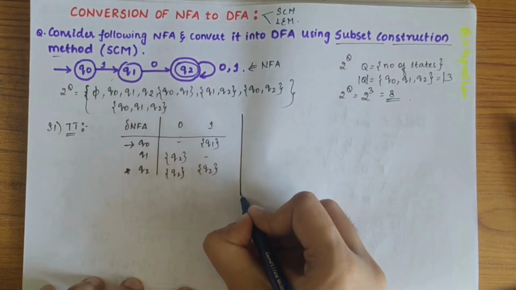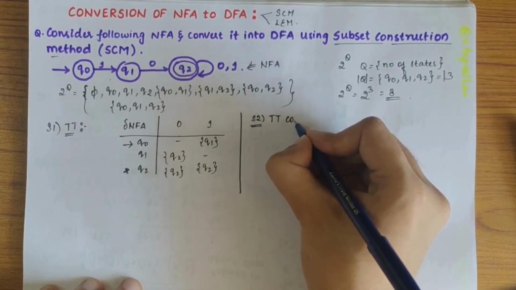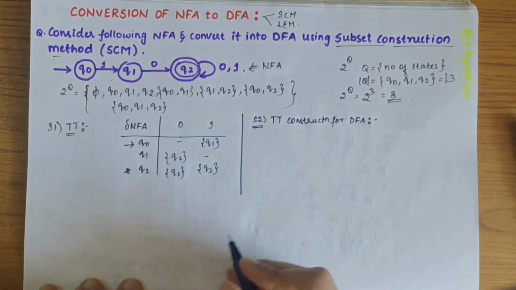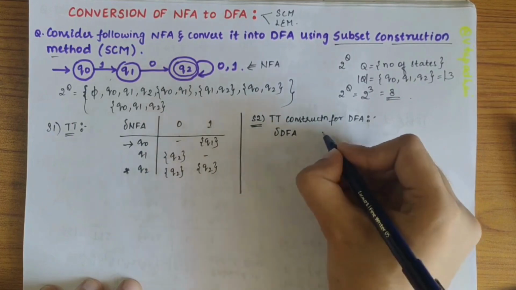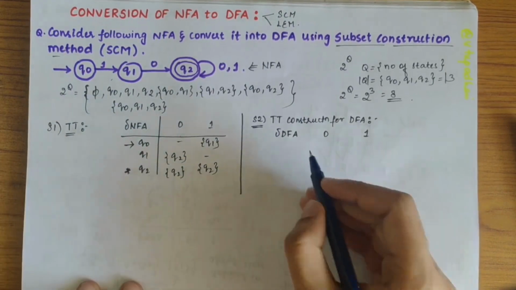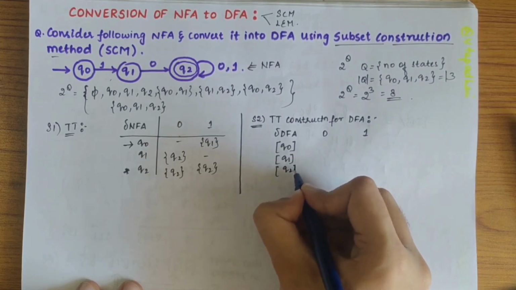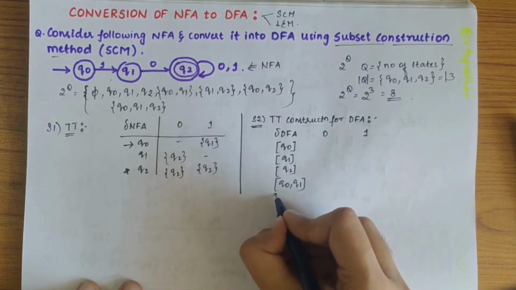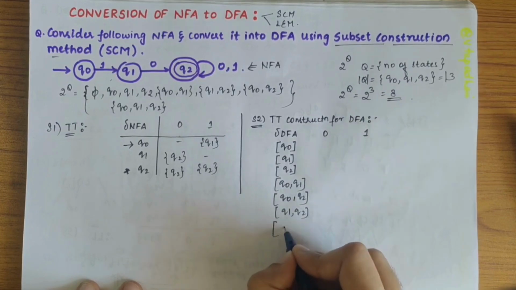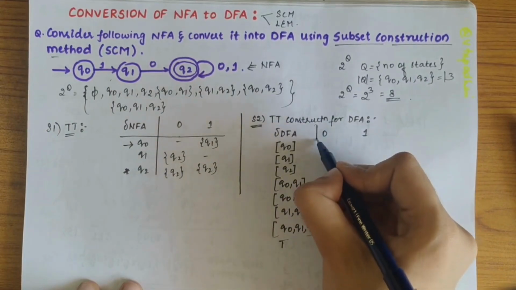Our second step is to construct the transition table for DFA. So let's see how it's done. For the DFA, let's write 0 and 1. In this step, we need to consider all the 2 power q possible states. Let's write them all in square brackets: q0, q1, q2, q0 q1, q0 q2, q1 q2, and q0 q1 q2, followed by the null state or phi, that is t.